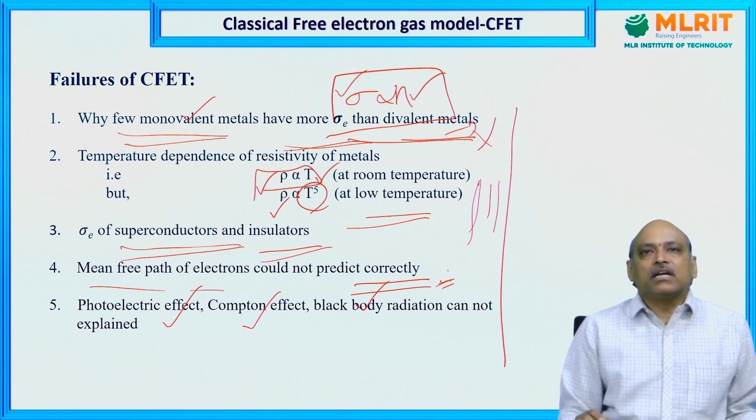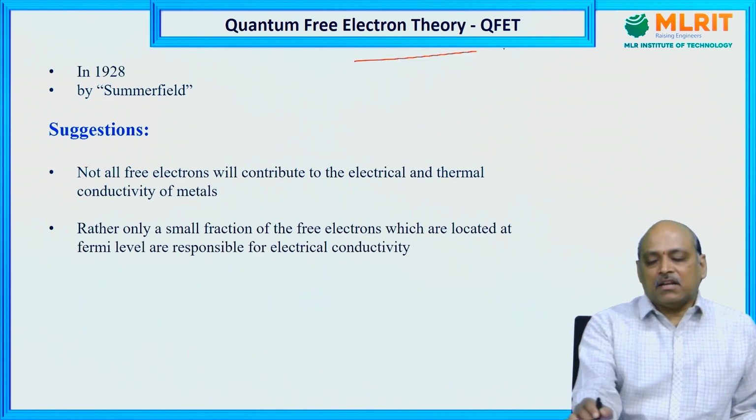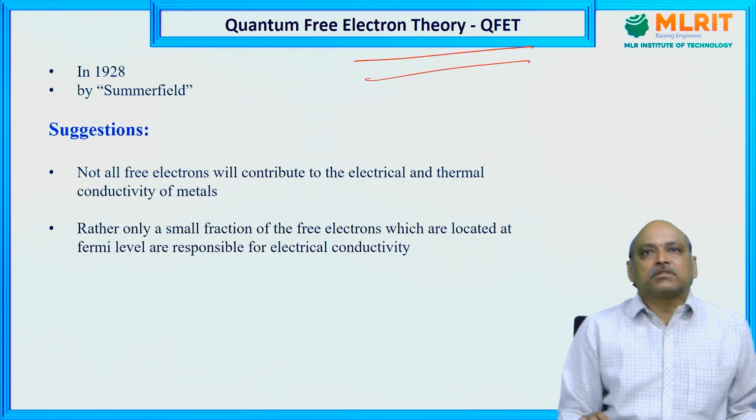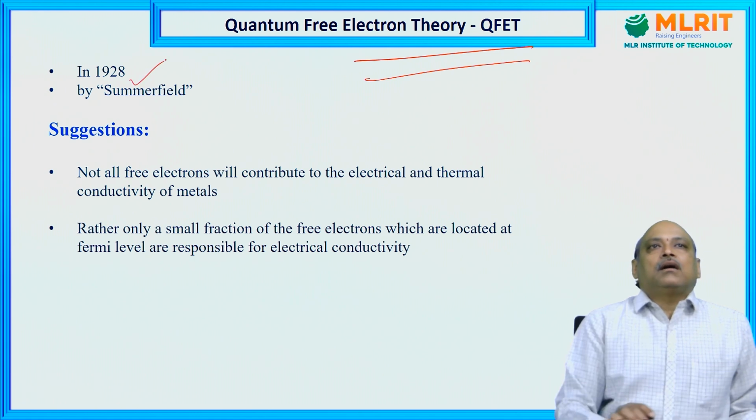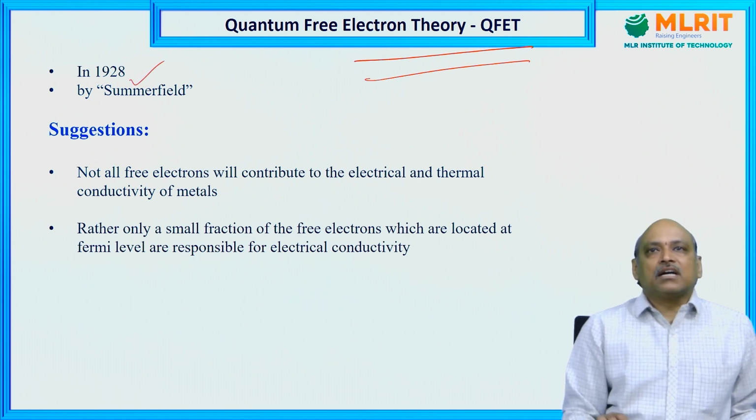Now, how do we overcome these failures? We need to propose another theory. That theory is called the quantum free electron theory. We have two different types of free electron theories: classical free electron theory and quantum free electron theory. Quantum free electron theory is used to overcome the failures of the classical free electron theory.